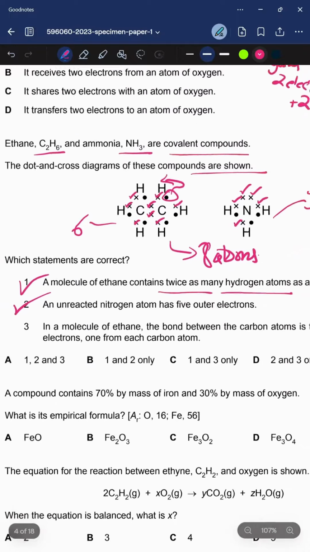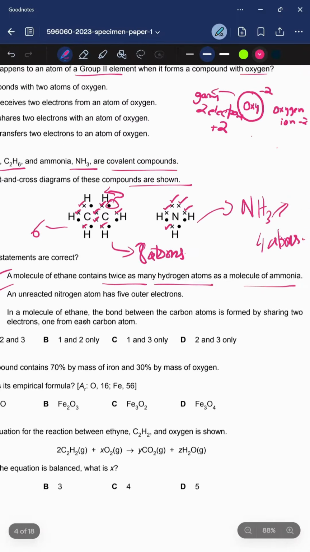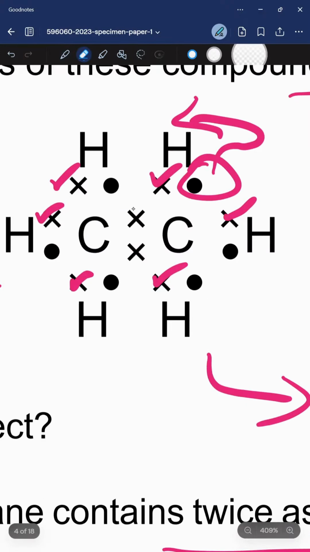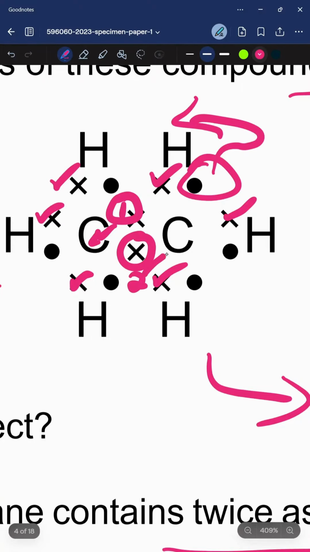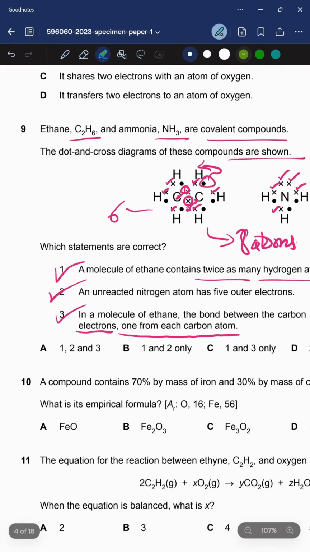So this means statement 3, let's read it again. In a molecule of ethane, the bond between carbon atoms is formed by sharing 2 electrons, one from each carbon atom. Yeah, that's true. There is 1 electron from each carbon atom, forming a bond here. This is from this carbon, and this is the second electron, which is from this carbon. So they both shared an electron from their side, forming a bond between them. So that's also true, which means option A is the right option because all of the statements are correct. Statements 1, 2, and 3 are all correct.